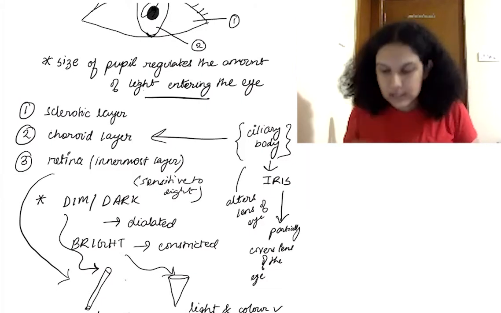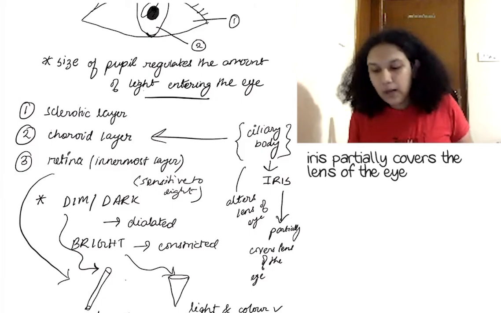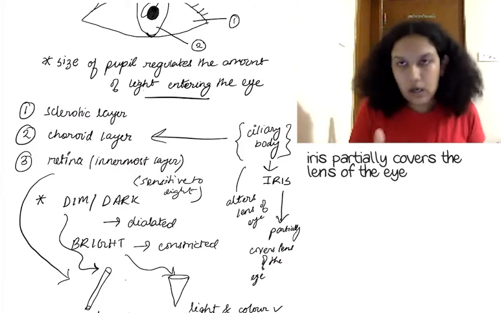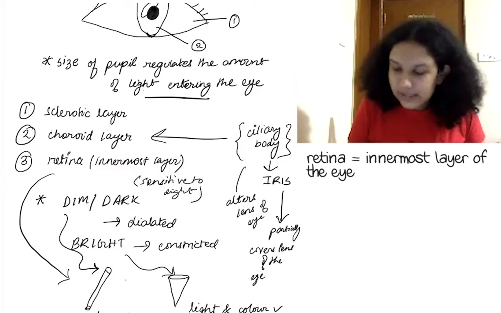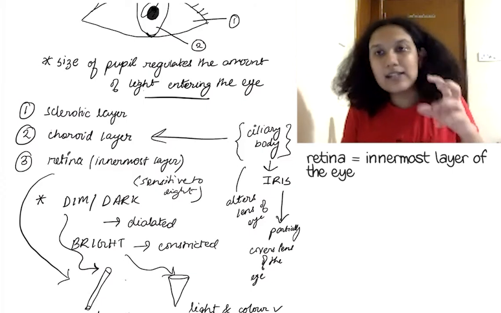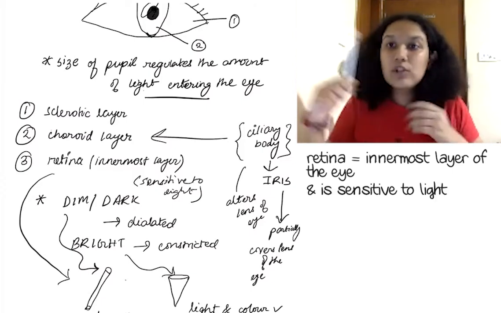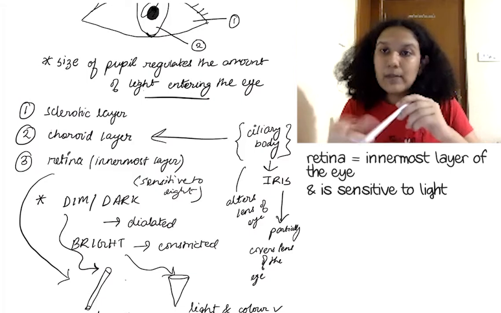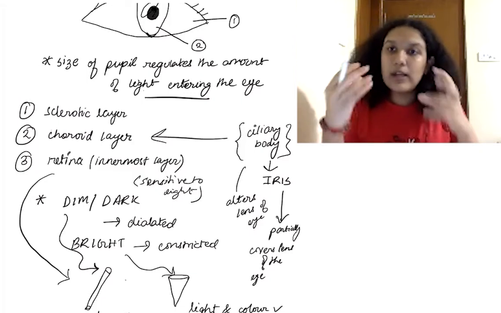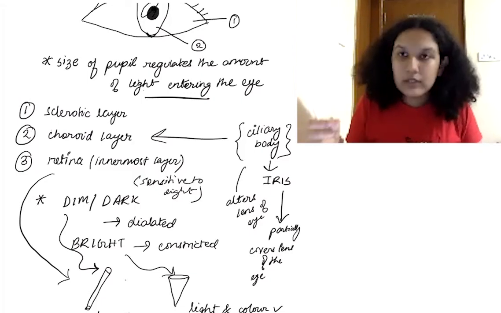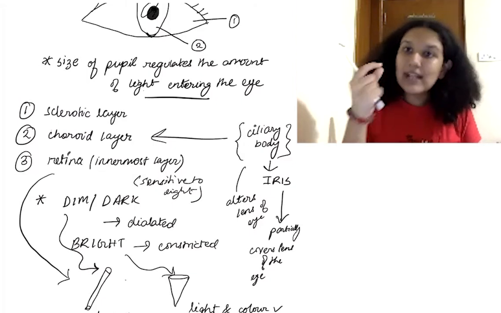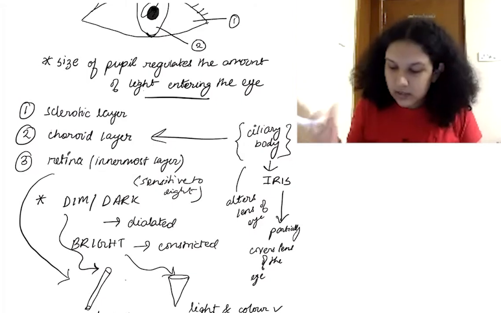That's how it's placed. Okay, now we come to the retina, which is the innermost layer of the eye. It's the third layer. Now, the retina is the layer that is sensitive to light, which is why I mentioned right in the beginning that the light has to enter the retina in order for you to see things. That's the layer of the eye that is the innermost and the most sensitive to light.